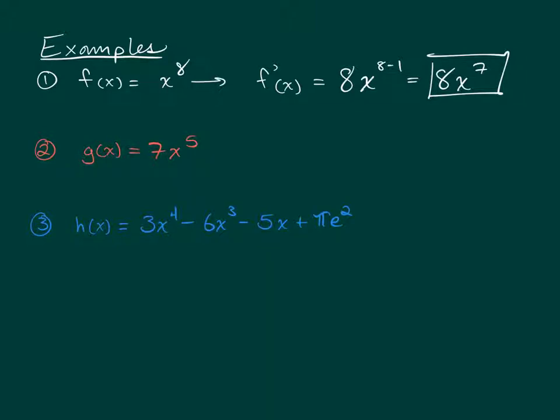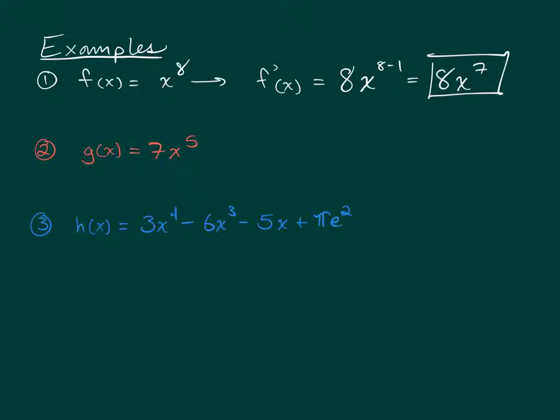So in the second example, you can see we have g of x equals 7x to the 5th power. Because we have this constant 7 being multiplied to x to some power, we will use what we call the constant multiple rule as well as the power rule. So I say we will use these rules, but we're not going to actually go through and factor out a 7 like we did when I was explaining the constant multiple rule.